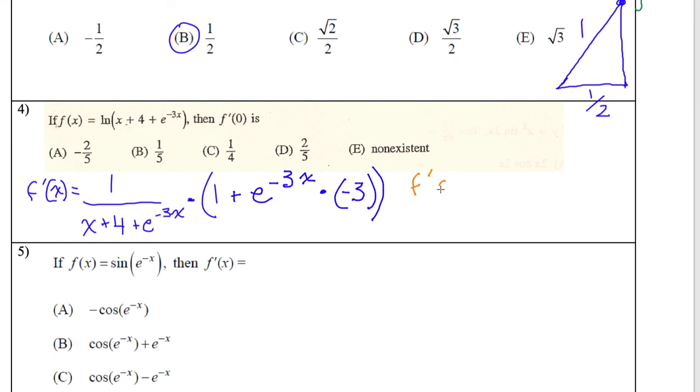So f prime of 0, I'm plugging in 0, and I get, this is all on the top. So I'm going to deal with this second half right now since that's the numerator. It's going to be 1 plus e to the power of 0 times negative 3. That's the top, and the bottom is going to be 0 plus 4, so I have 4 plus e to the power of 0, because 0 times negative 3 is 0. E to the power of 0, anything to the power of 0 is 1. That's 1. That's 1. So 1 plus negative 3 is negative 2. And 4 plus 1 is 5. Negative 2/5. Where are you? A.